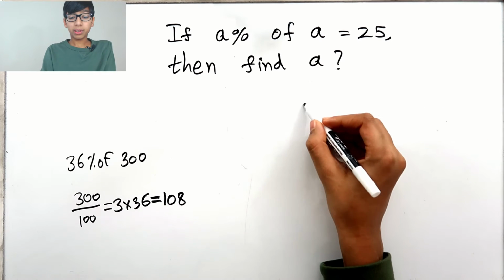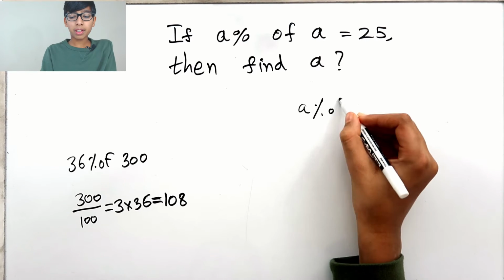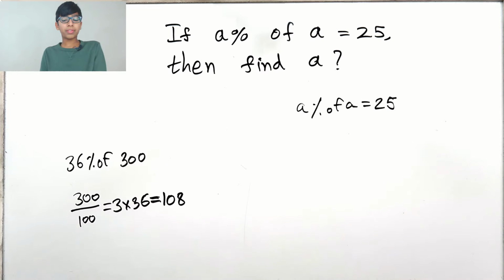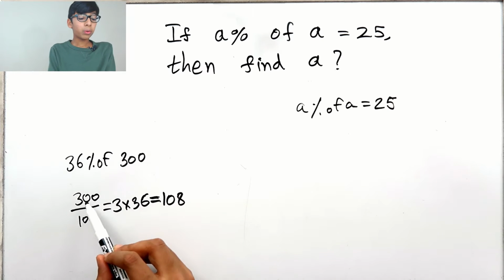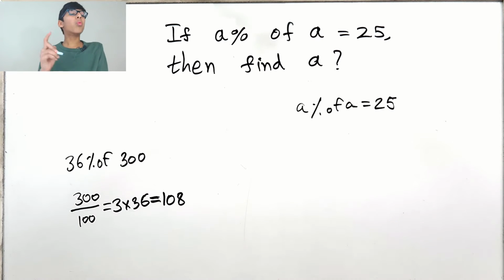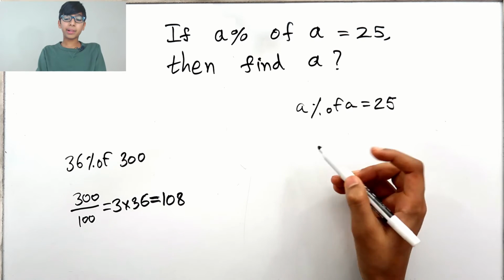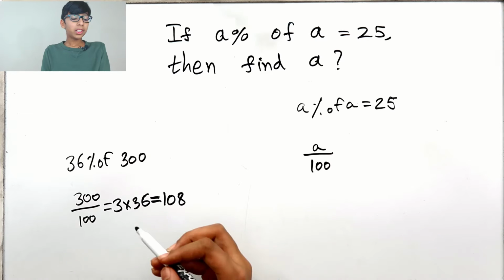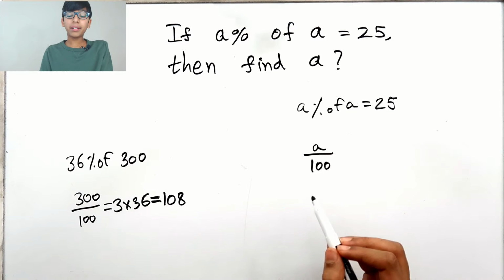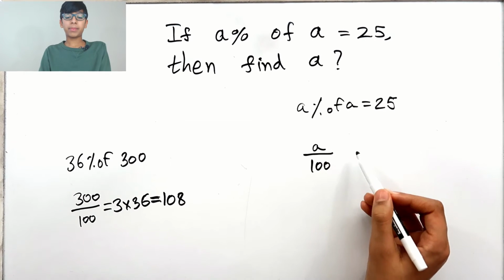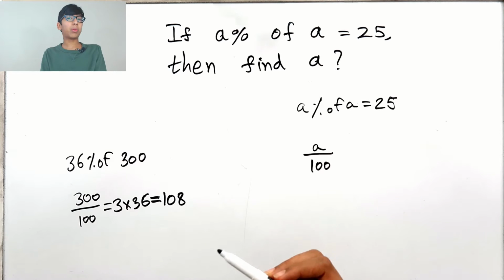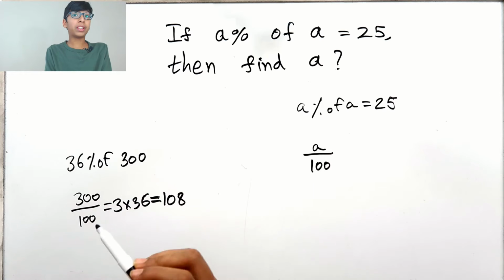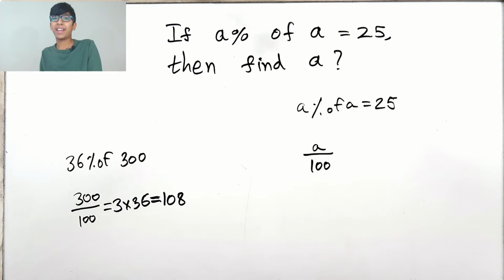So let's write it here. So a% of a equals 25. So now if you look back here, we did 300 divided by 100 to find 1%. So that means here we have to do a divided by 100. Okay? So here that equals 3. But for this problem, it is a divided by 100, because we can't really do that. Now they times 36 because we have to find 36% of 300, not 1% of 300.